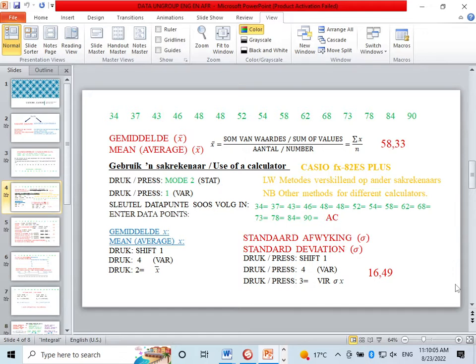You press 34 equal to, 37 equal to, 43 equal to, 46 equal to, 48 equal to, 48 equal to, 52 equal to, 54 equal to, 58 equal to, 62 equal to, 68 equal to, 73 equal to, 78 equal to, 84 equal to, 90 equal to. And then you check, you should have 15 values. Then you press AC, all clear. Then it's gone. Good.